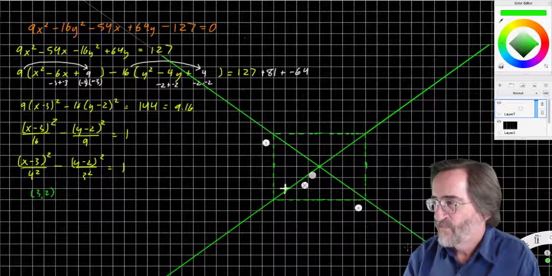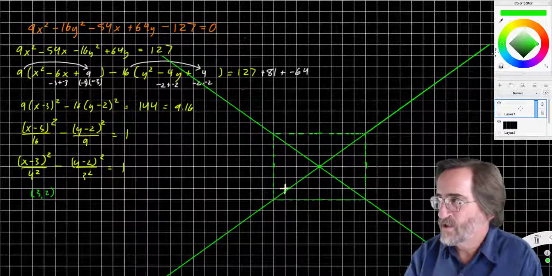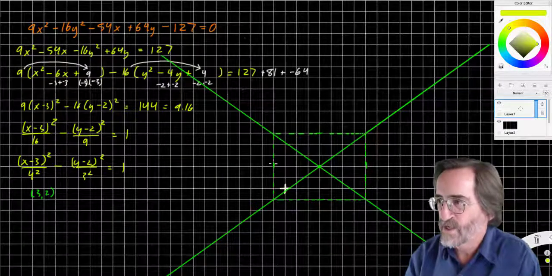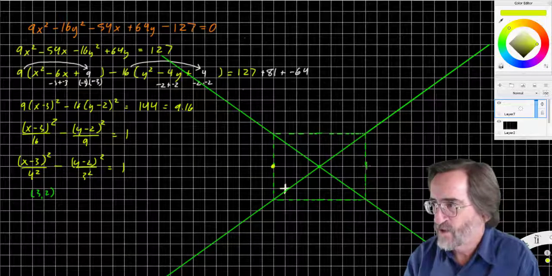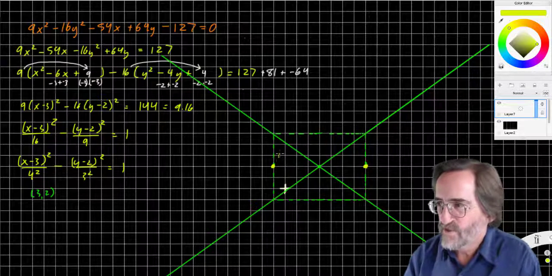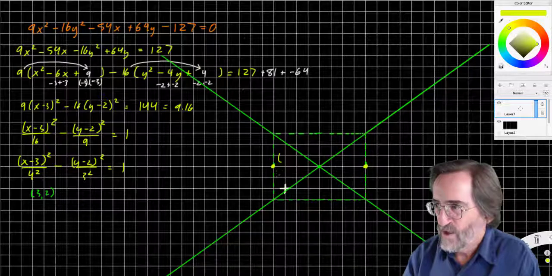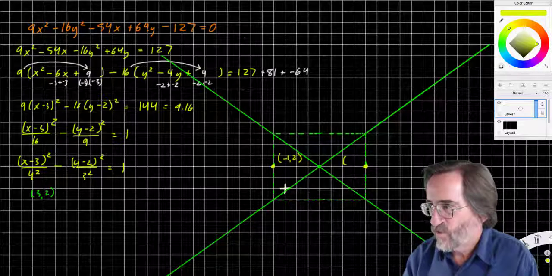And the x term is positive, so the orientation is left to right. So the vertex is right here at the middle of the side of the box. So we can identify the vertices as (negative 1, 2) and (7, 2).